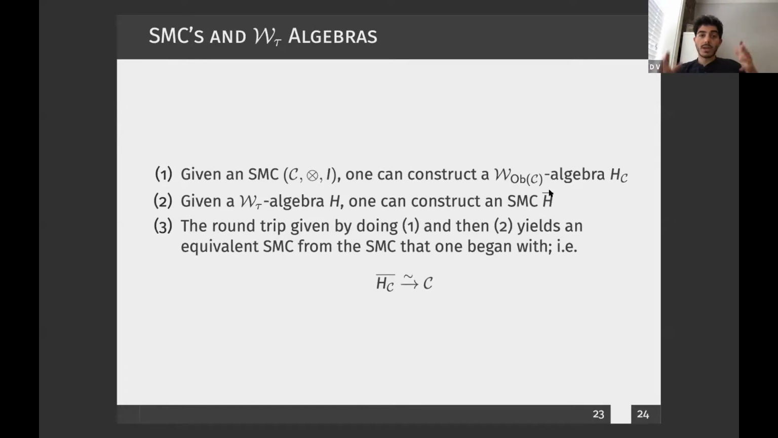And we can combine this into a theorem that roughly says that if you start with an SMC, you can extract a W ob C algebra. If you start with a W tau algebra, we can construct an SMC. And then doing 1 followed by 2 yields an equivalent SMC.